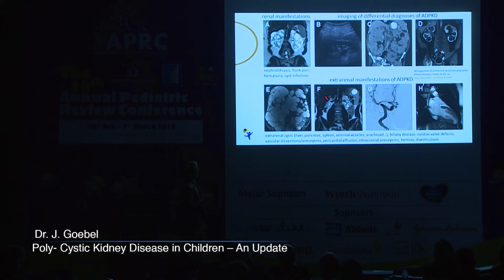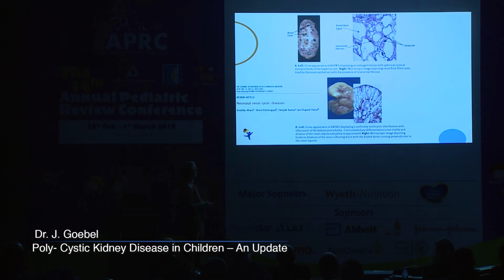Extrarenal manifestations, we talked about cysts being possible in other abdominal organs as well. There are other complications. I mentioned intracranial aneurysms, and there are some other imaging examples for the extrarenal manifestations of ADPKD shown here as well.